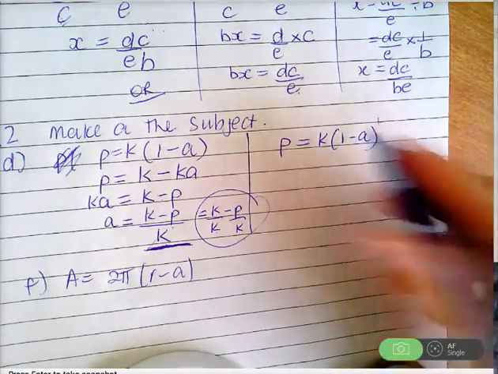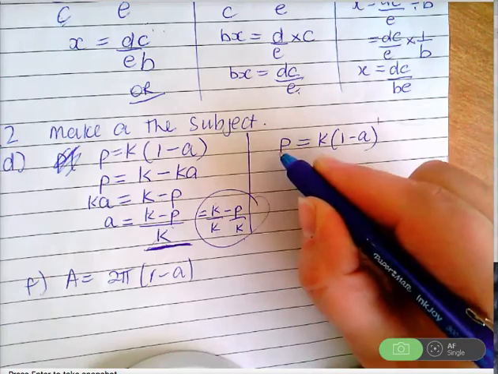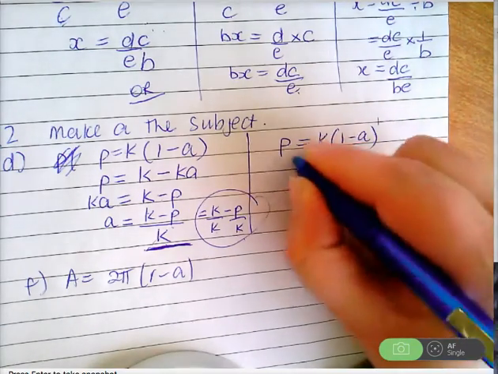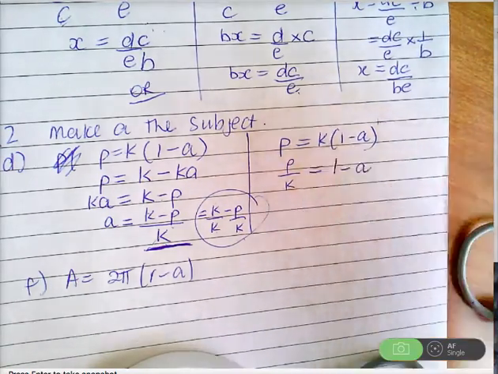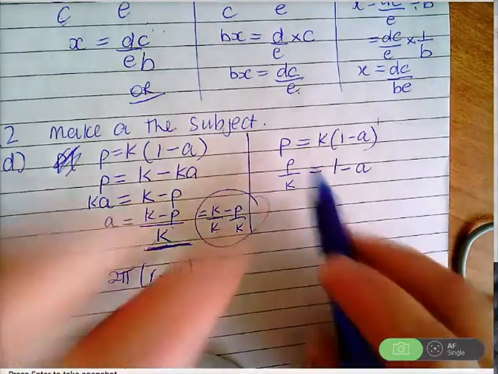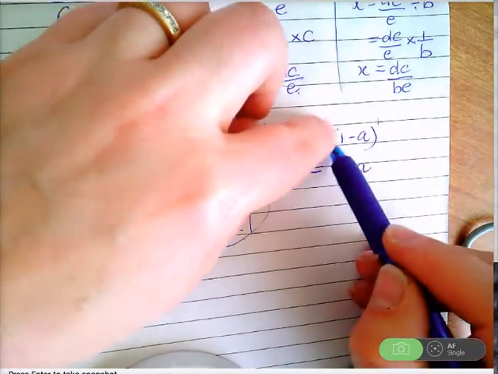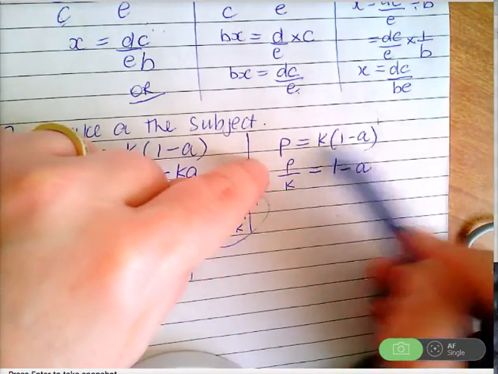Now, another way of doing this would be to move the K to the other side. This means P equals K times all of that. So you could divide by K and you get P over K equals 1 minus A. Are you okay with that? This means where you've got brackets, that means times. So this is P equals K times all of that. Opposite of timesing by K would be to divide by K.